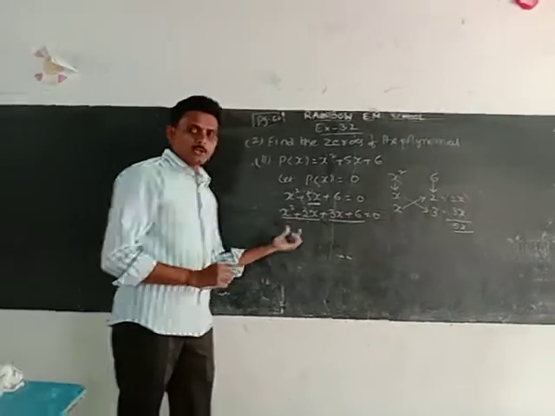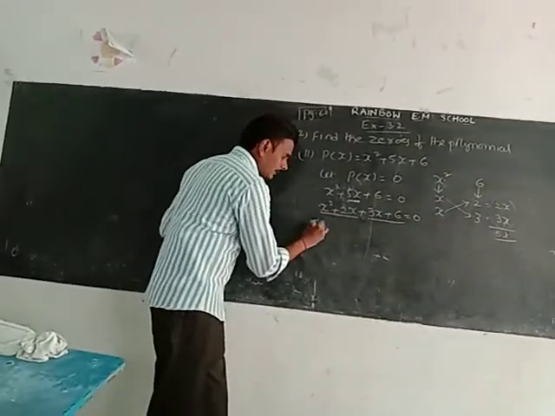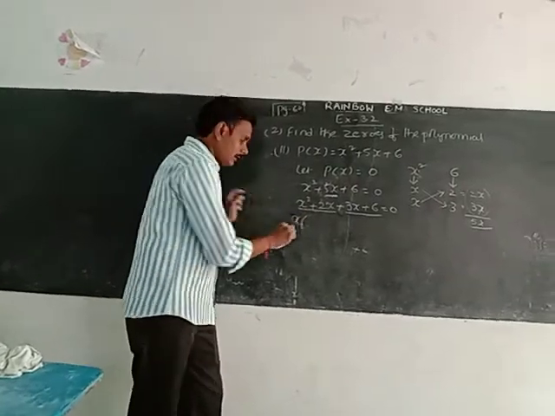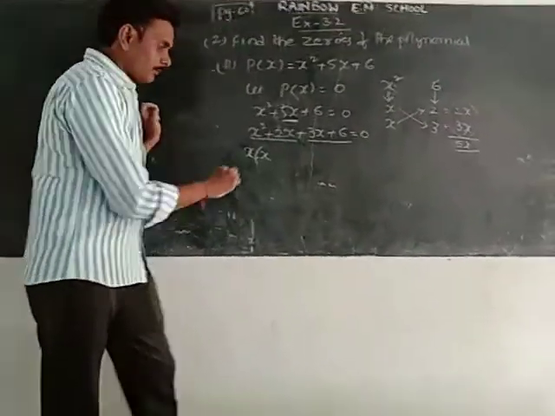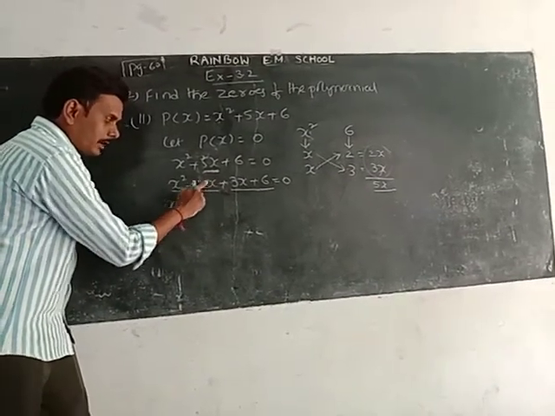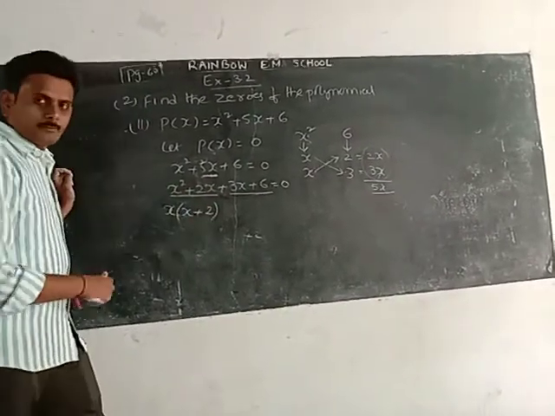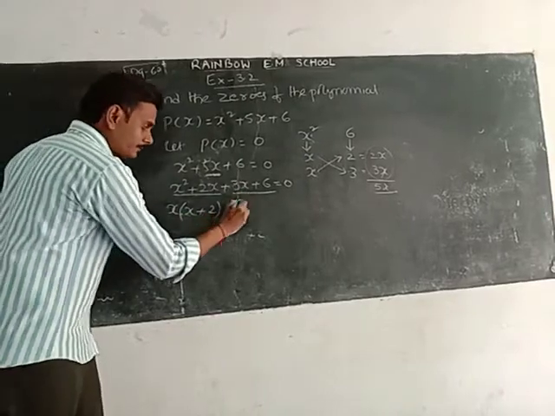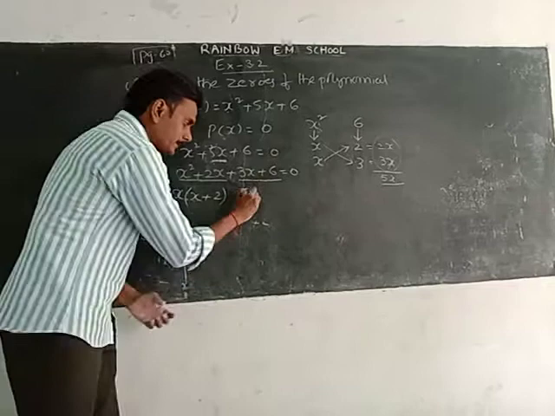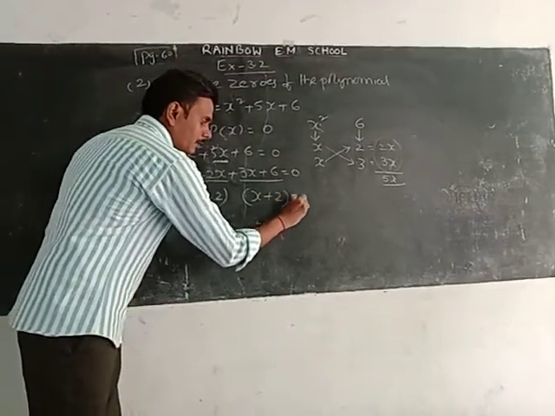In these two, which one can we take common? X we can take common. Here two x's are there. I take one x common, then one x will remain. Plus, if you take x common, what will be remaining? Plus 2. Similarly, in these two, here we got x plus 2, so copy the same here. X plus 2.